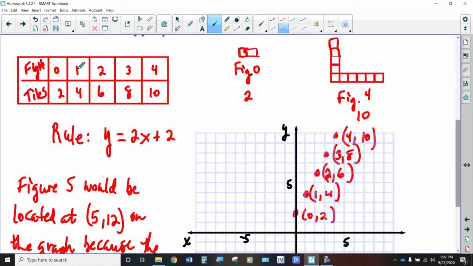What do you multiply times 1? You multiply 2 times it, so that's 2 plus 2 is 4. 2 times 2 is 4 plus 2 is 6. 3 times 2 is 6 plus 2 is 8, and so on and so forth. So that is absolutely the rule that applies to this situation.